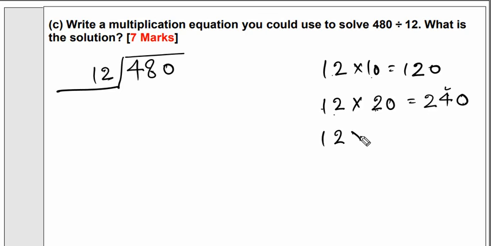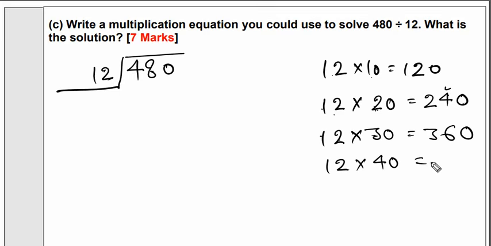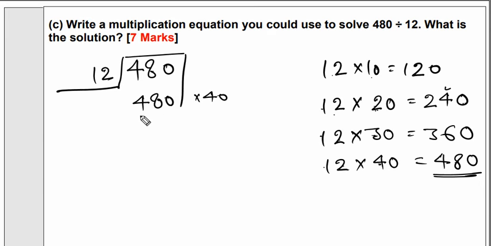Now let's try 12 times 30. Put 0. 3 times 2 is 6, 3 times 1 is 3. Now 12 times 40. 4 times 2 is 8, 4 times 1 is 4. Yay, we got our answer. So 12 times 40 is 480.